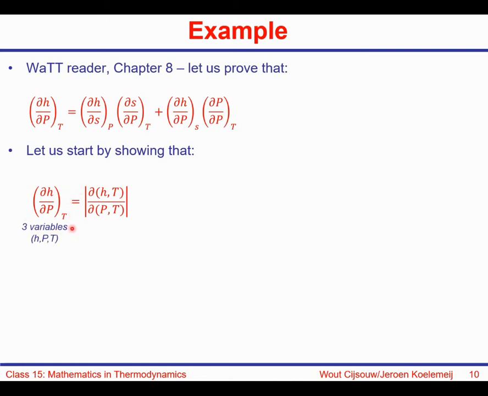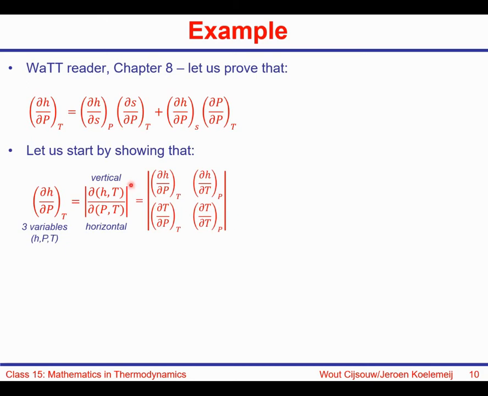This expression has 3 variables, h, p, and t. And these variables also come back here in this expression for the Jacobian. We have the h here on top. We have the p here in the denominator, and this t that's held constant shows up here on the right side in the 2 brackets. And we're going to use this to build up a matrix, of which we will then take the determinant.